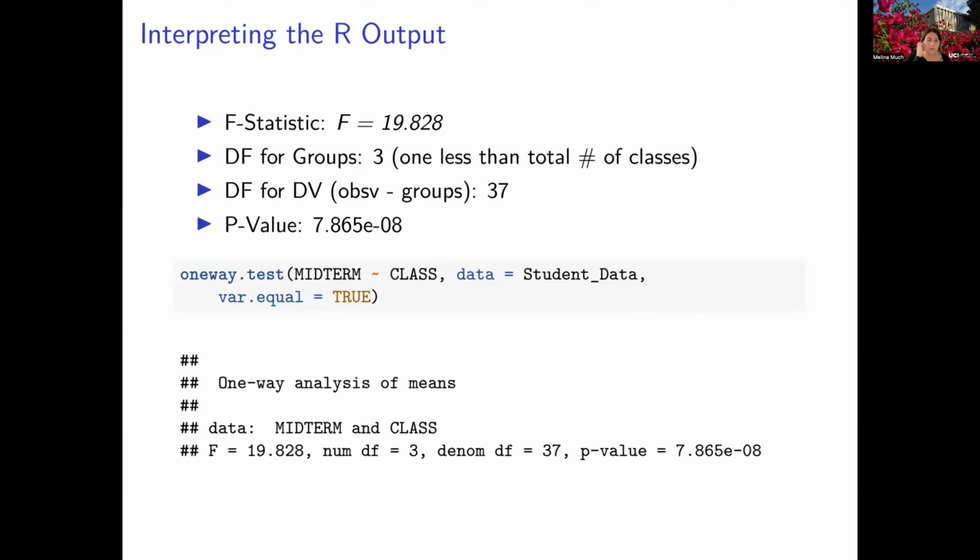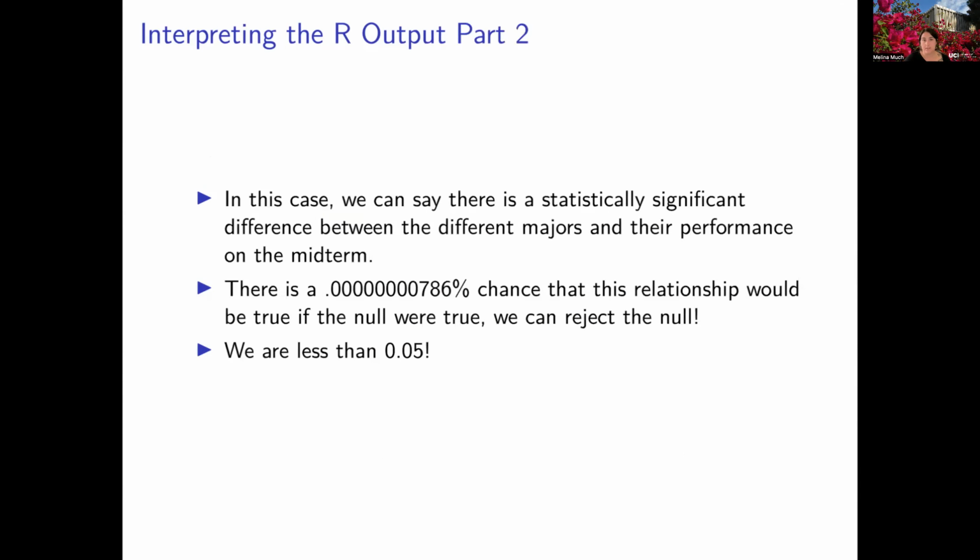We had the degrees of freedom, right, which we find here, 3 and 37. And we also have a p-value of 7.865 e to the -8, which means it's a tiny number, right? This is our scientific notation, where because it's a -8, we would move our decimal point to the left. So we know it's a very small value and less than 0.05.